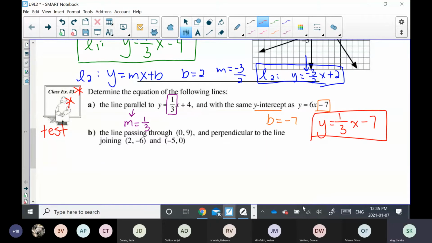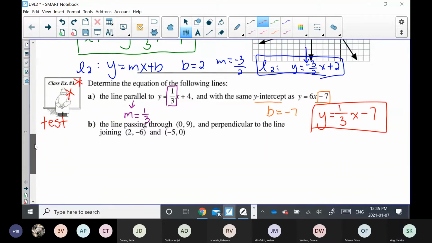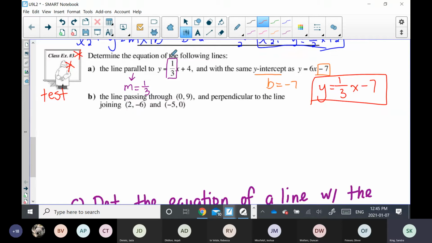Okay, B. Determine the equation of a line passing through this point, okay, and perpendicular to the line joining these points. So the first thing, again, if they use that word perpendicular, say to yourself, what are they talking about? They are talking about the slope. So we need to figure out what the slope of this line is, and then we're going to figure out what perpendicular slope would be.